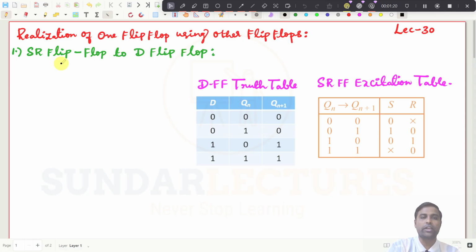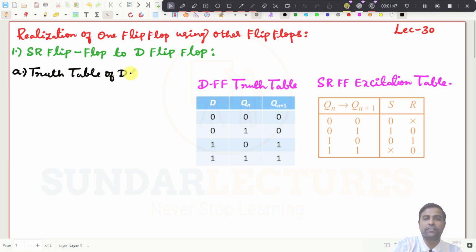Now we are going to realize the D flip-flop. We are going to give input as D, that means 0 or 1, and we have an SR flip-flop with us. Now this SR flip-flop has to work as a D flip-flop. So for that, what we need to do: first, step number 1, maybe I will put it as A, you have to get the truth table of the D flip-flop.